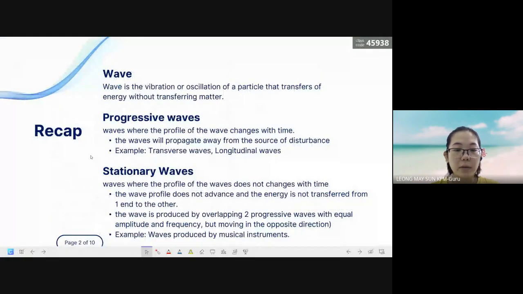Okay, for a stationary wave, the wave profile does not advance and the energy is not transferred from one end to the other end. It just keeps on moving up and down, as though it's a wave that is oscillating up and down. It's produced by overlapping two progressive waves with equal amplitude and frequency, but moving in opposite directions. An example of a stationary wave is the wave produced by a musical instrument. I remember showing this stationary wave in your last lesson two weeks ago.